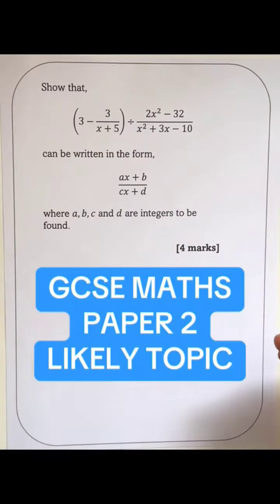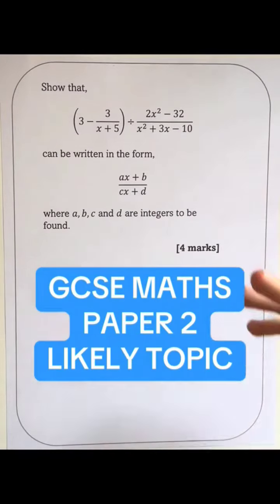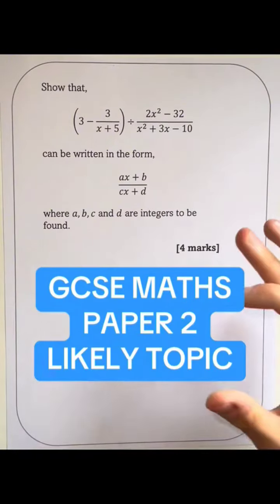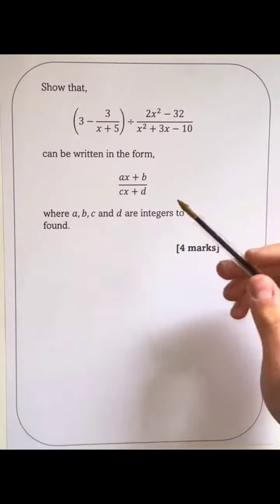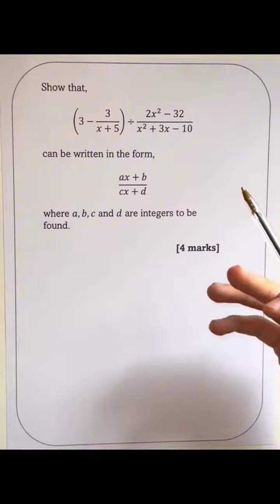Higher level GCSE math students, make sure you know how to answer tricky algebraic fractions questions like this for your paper 2 tomorrow. So we're asked to show that this expression here can be written in this form where a, b, c and d are integers to be found.